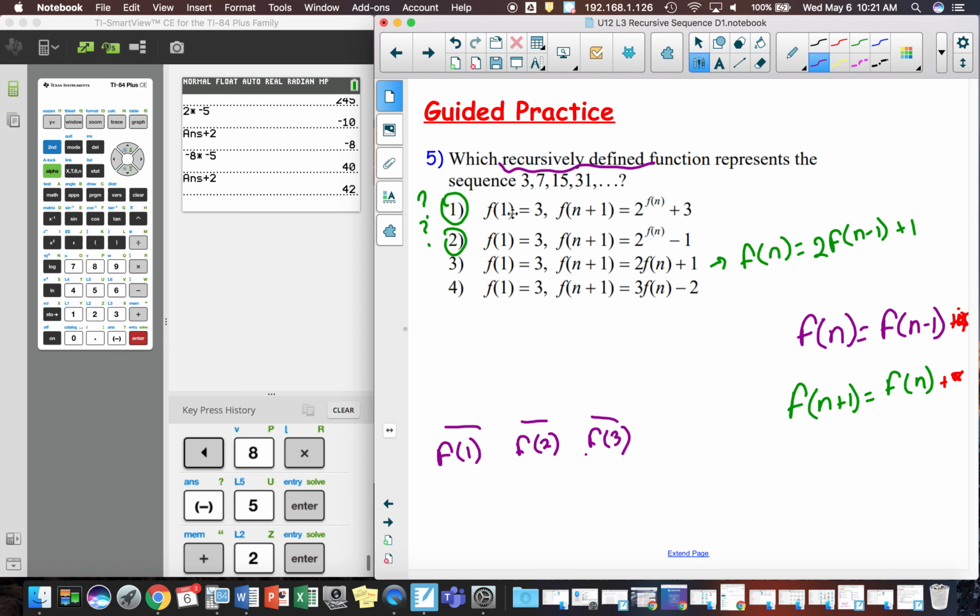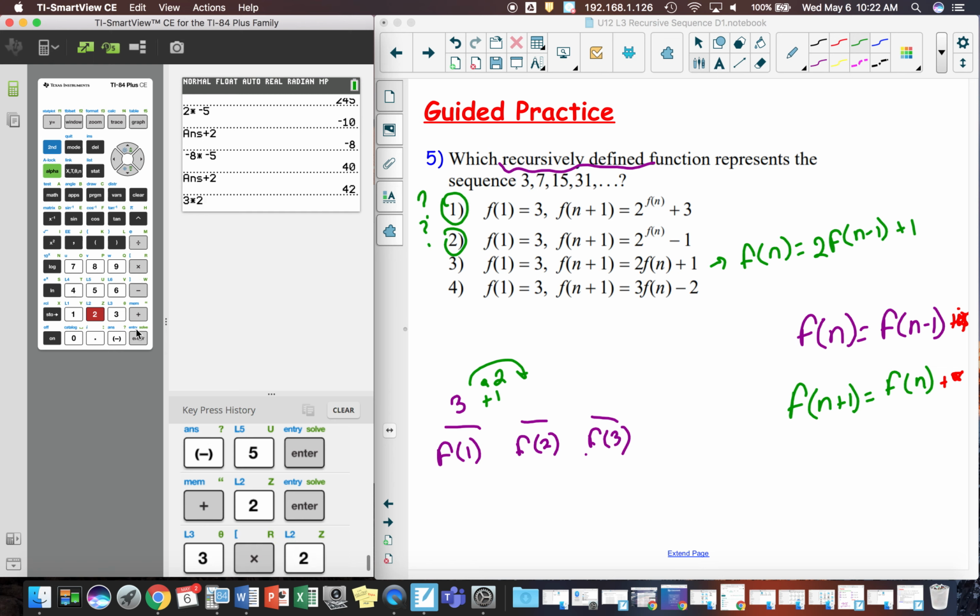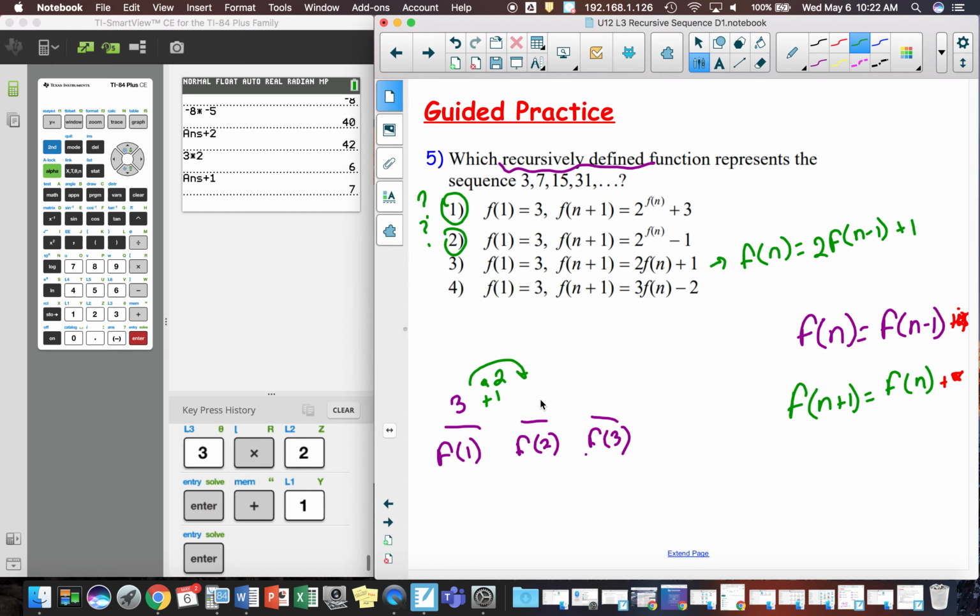Okay. F of 1, they already told us that it's 3, so we're good. F of 2, we know it should be 7. Let's see if that works. Now our rule that they gave to us is we're going to multiply by 2, so times 2, and then add 1. Multiply by 2, add 1. So 3 times 2 is 6, plus 1, which is 7. Okay, so that checks out so far. We get 7. That seems like it's right.